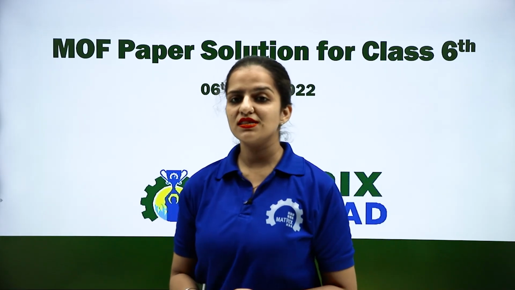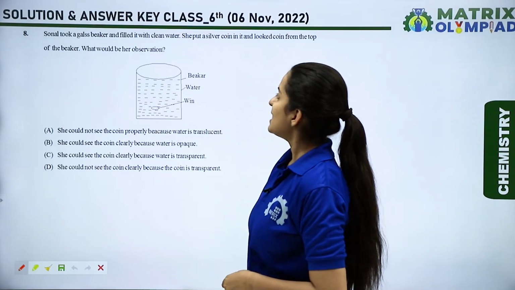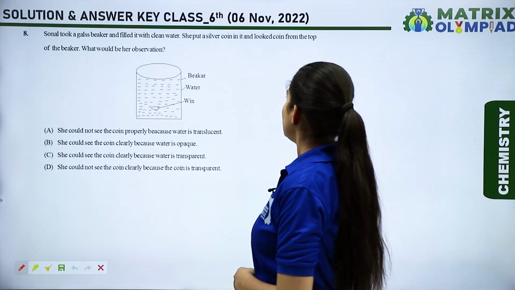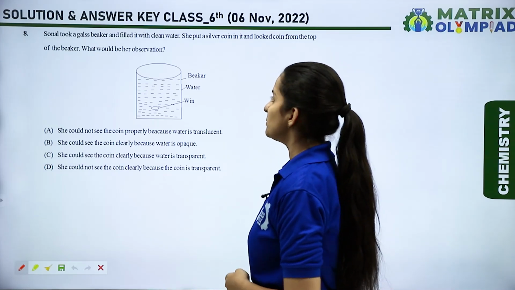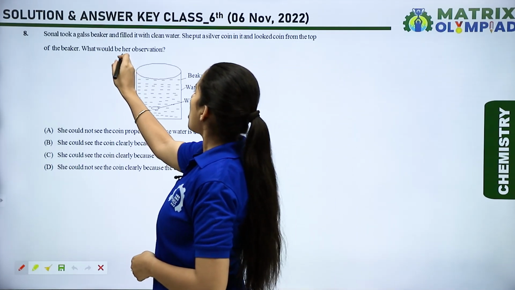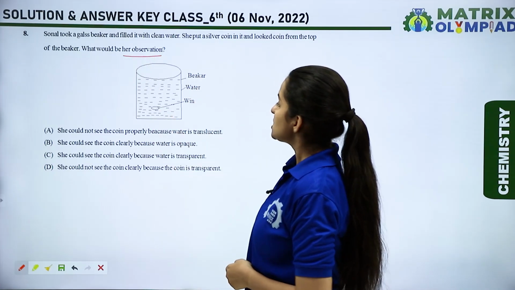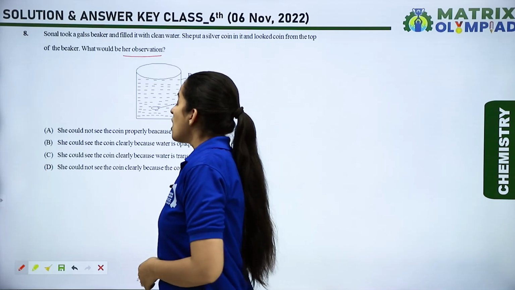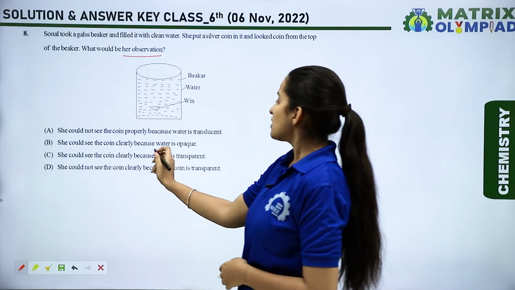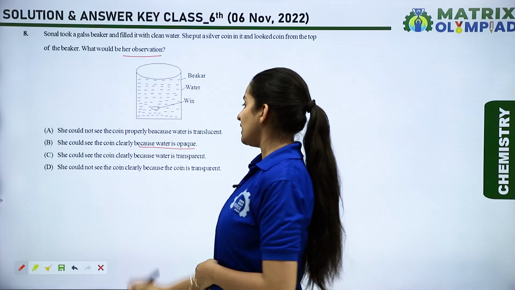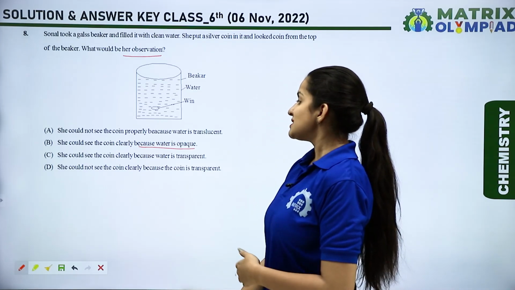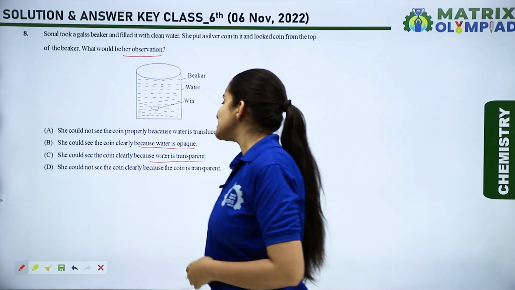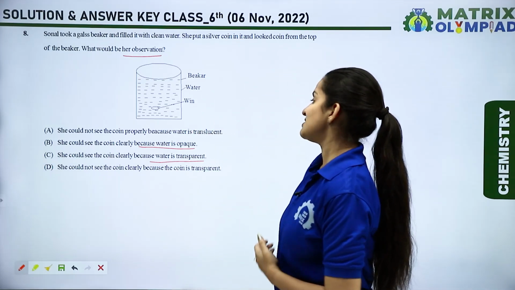Our first question is, Sonal took a glass beaker and filled it with clean water. She puts a silver coin in it and looked at the coin from the top of the beaker. What would be her observation? Option A, she could not see the coin properly because water is translucent. Option B, she could see the coin clearly because water is opaque. Option C, she could see the coin clearly because water is transparent, and option D, she could not see the coin clearly because the coin is transparent.